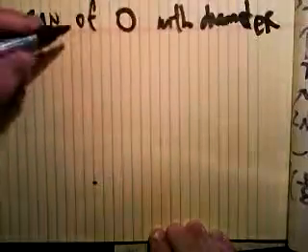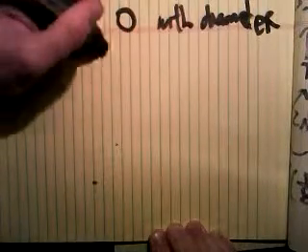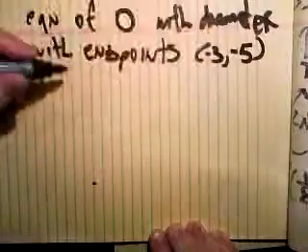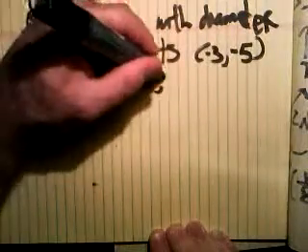Find the equation of a circle. So they want the equation of a circle with diameter with endpoints -3, -5, and -1, 2.